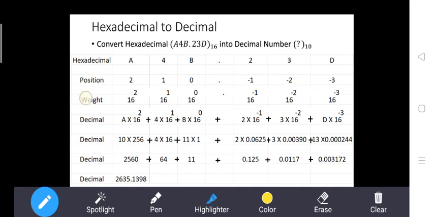Then I write the weight. For hexadecimal to decimal conversion, weight is nothing but 16 raised to the position. So for position 2, my weight is 16 raised to 2. For position 1, my weight is 16 raised to 1. For position 0, my weight is 16 raised to 0.